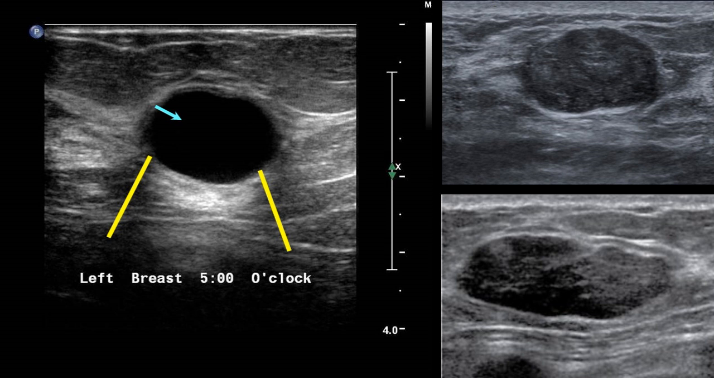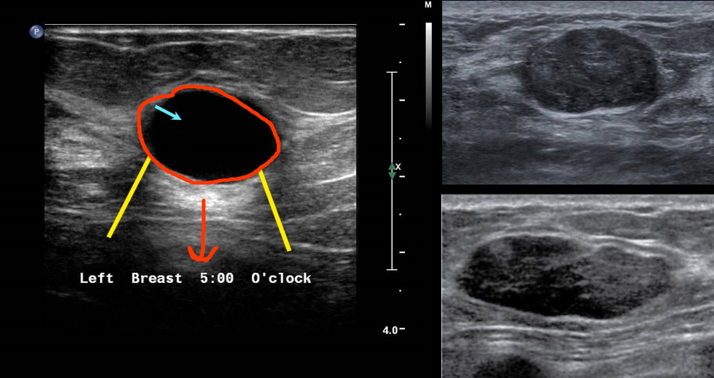We also have some nice increased through transmission, so we have some enhancement coming down posteriorly through the picture. That's going to tell us that this anechoic structure is nice and low attenuating, so everything is behaving nicely, and there's not really anything of concern with this picture.